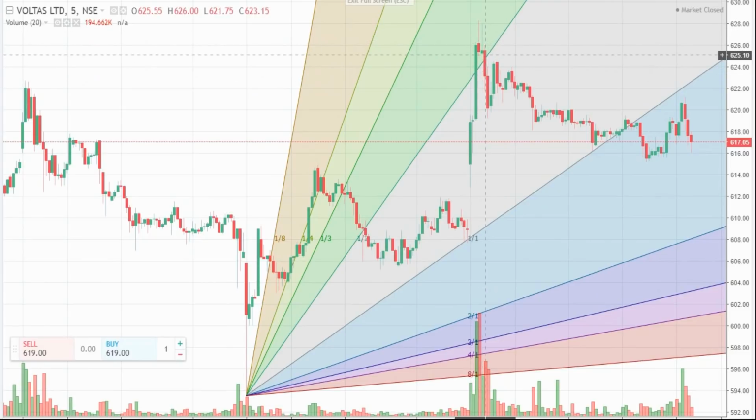Hope you like this indicator. I will be back with another indicator. This is one method for Gann fan. There are so many other methods there. I will make videos on other methods with the Gann fan.